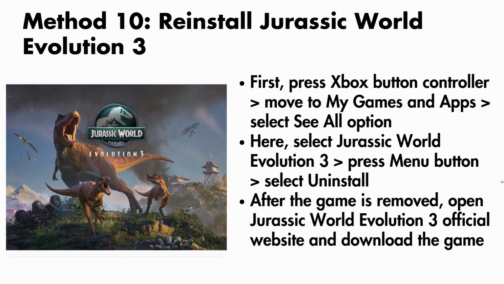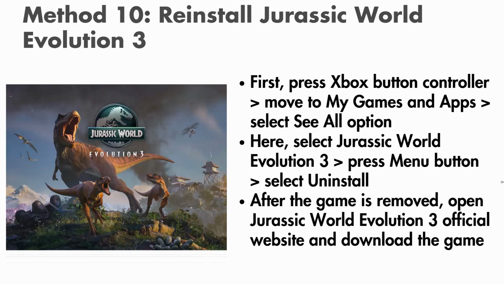Next is to reinstall Jurassic World Evolution 3 game. So when the above methods don't work, then you are suggested to reinstall the game. For that, press Xbox button on controller, then move to my games and apps and select see all option. Here select Jurassic World Evolution 3, then press menu button, then select uninstall. After the game is removed, open Jurassic World Evolution 3 official website and download the game.